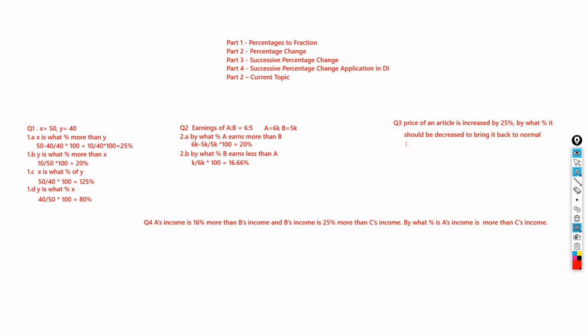So let's talk about this third question. Let's say the price of an article is increased by 25%, then by what percentage should it be decreased to bring it back to normal? In order to solve this, we assume the price of the article is 100, and it is increased by 25%. So after the 25% increase, it will be 125. Now it is asking by what percent it should be decreased so that 125 is decreased to 100.